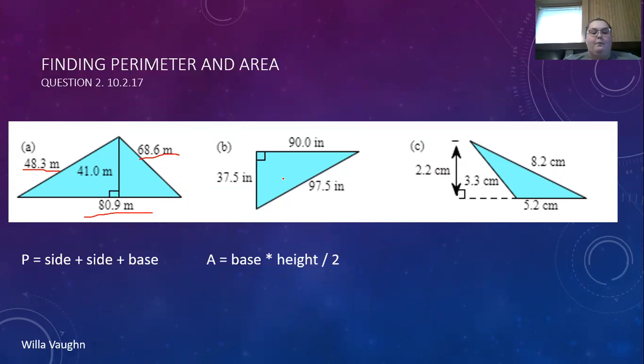So then for triangle B, we're going to have 90 inches, plus 97.5 inches, plus 37.5 inches, and that's going to give us 225 inches.